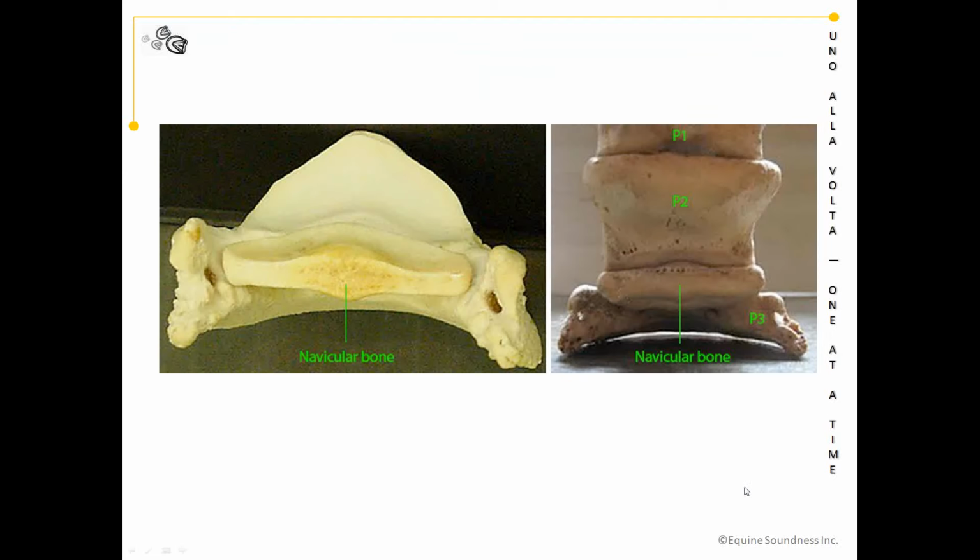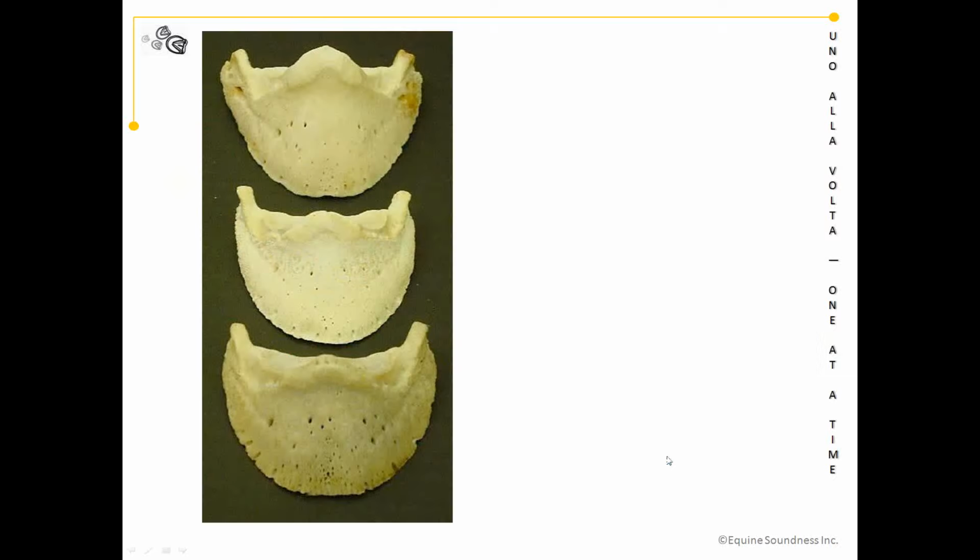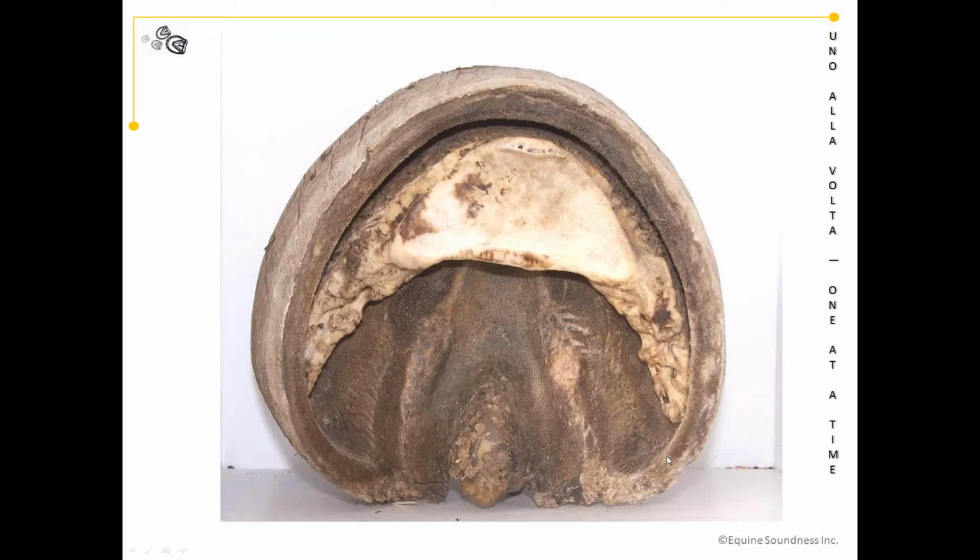But another question I had is you had some pictures with a crooked coffin bone in the hoof, and I was wondering if that would be evident in a live horse by looking at the bottom of the foot. That depends how crooked it is. Sometimes yes, sometimes no, but it's always evident in a radiograph.